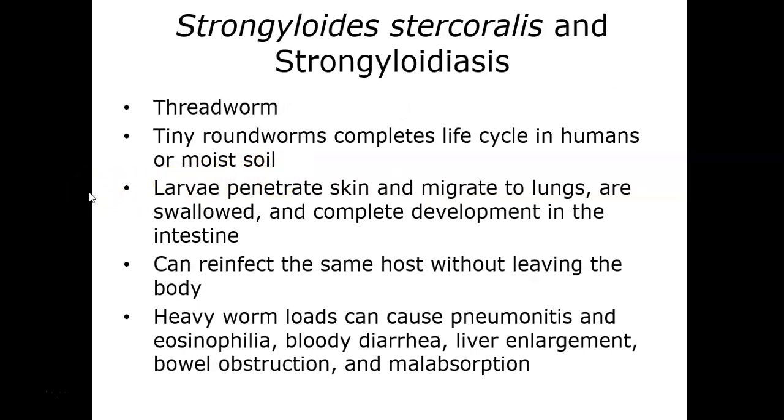Strongyloides stercoralis produces a disease known as strongyloidiasis. It's known as the threadworm, and these are tiny little roundworms that either have part of their life cycle in humans or the soil. Again, larvae can penetrate the skin, they migrate to the lungs, and can be reswallowed, allowing them to enter the intestine. They can reinfect the same host without leaving the body, and you're going to get symptoms such as destruction of the blood cells, diarrhea, and swelling of the liver.